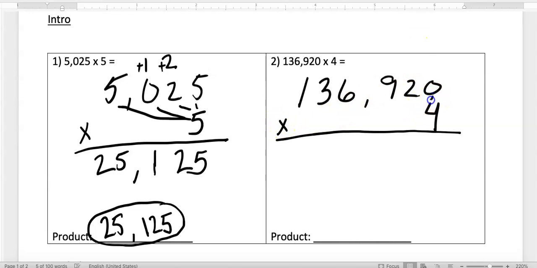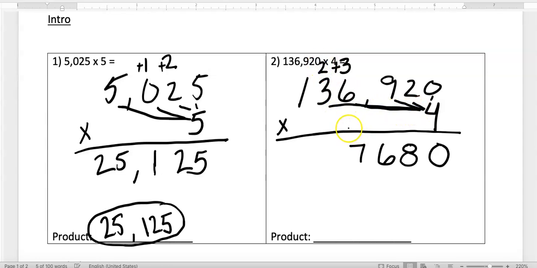All right, starting in my ones place. 4 times 0 gives me 0. 4 times 2 is going to give me 8. I have not regrouped yet. 4 times 9 is going to give me 36. Writing my 6 here, regrouping my 3,000s. Coming on over, 4 times 6 is 24. Plus that 3 is going to give me 27. My 7 goes here, regrouping the 2.